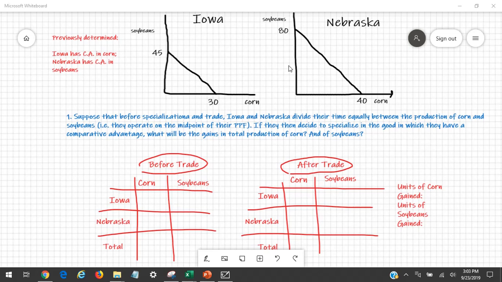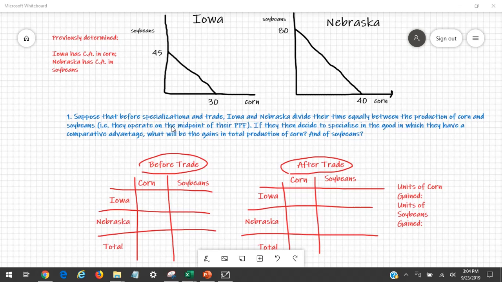I might ask you something like question 1 here, which says, well, there's a typo I just noticed, but ignore that. It's supposed to say, suppose that before specialization and trade, Iowa and Nebraska divide their time equally between the production of corn and soybeans. That is, suppose they operate on the midpoints of their PPFs. If they then decide to specialize in the good in which they have a comparative advantage, what will be the gains in total production of corn and of soybeans? So you will see something like this on your exam.